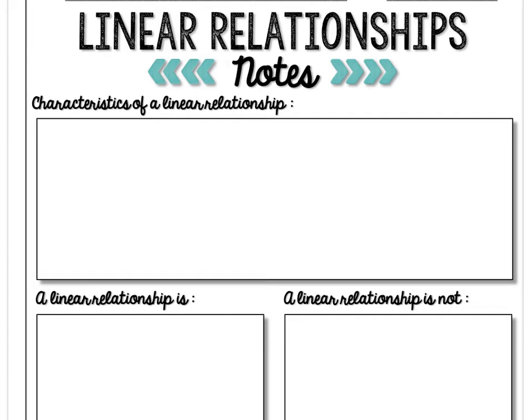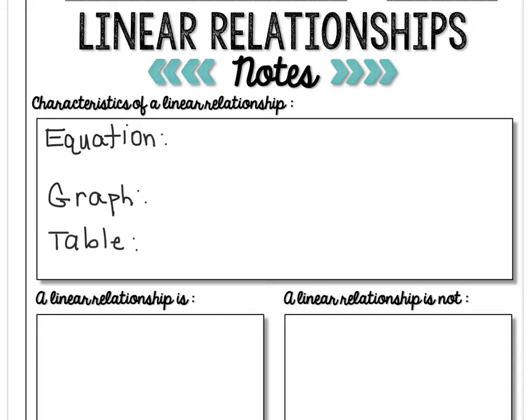In this lesson, we're going to talk about linear relationships, which are a specific type of functional relationship. So let's first talk about the characteristics of linear relationships. We'll look at these, just like we did before, as an equation, graph, and table.